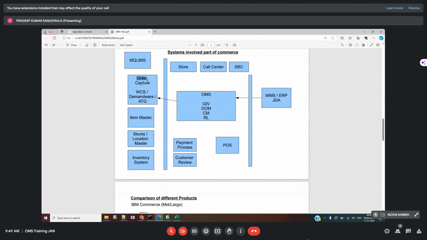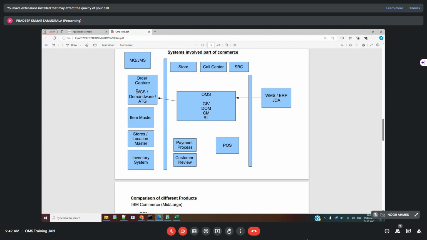And the second thing is order capture. Order capture is nothing but any website or e-commerce website, whatever you see in our day-to-day life, that is needed in the order management system, or is part of the order management flow, to have the orders captured.